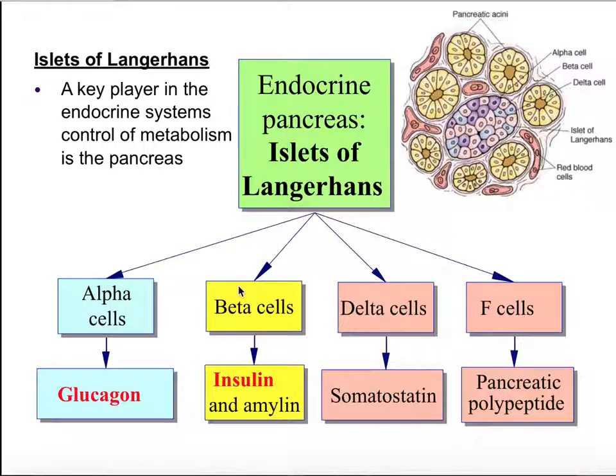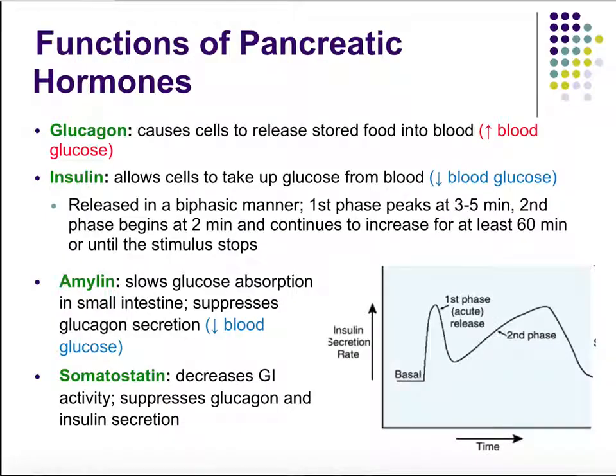So it's made up of a bunch of cells, a group of cells that we call the islets of Langerhans, and that's made up of alpha cells, which secrete the hormone glucagon, beta cells, which secrete the hormone insulin and amylin, delta cells, which secrete the hormone somatostatin, and F cells, which secrete pancreatic polypeptides. So really we're going to focus on the glucagon and insulin, but be aware of all of these other hormones.